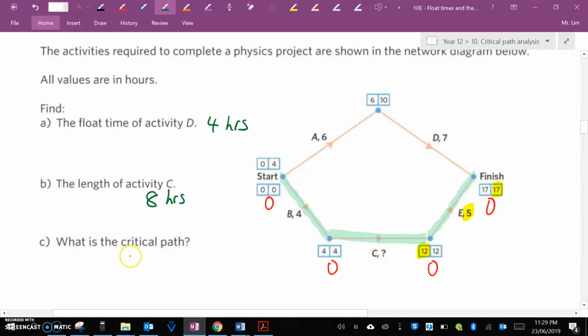So we have B to C to E as the critical path, which basically means that once we finish activity B, we must start activity C straight away in order for us to finish within the 17 hours. Once we finish activity C, we must start activity E straight away in order for us to finish within the 17 hours. If we don't, it's going to take us longer than anticipated.